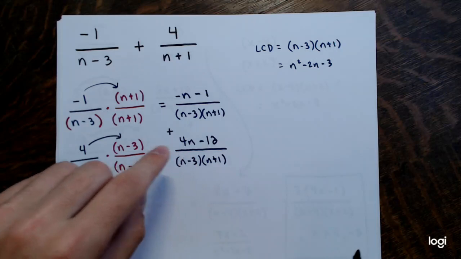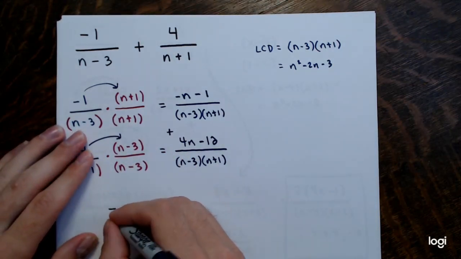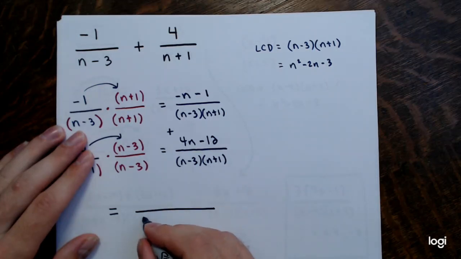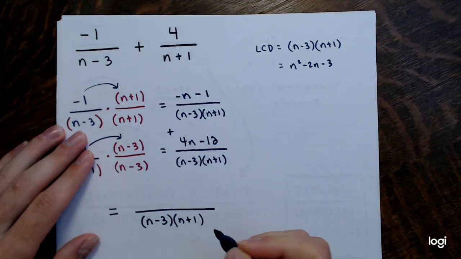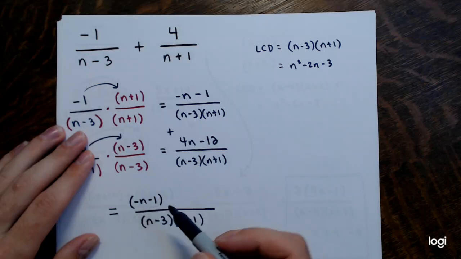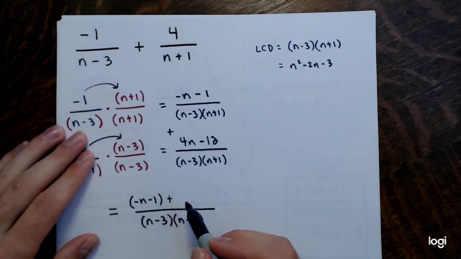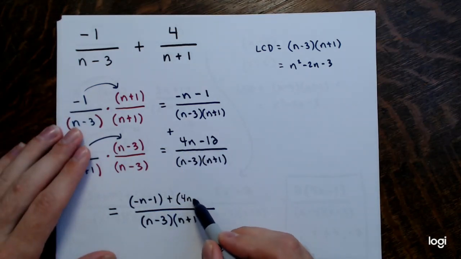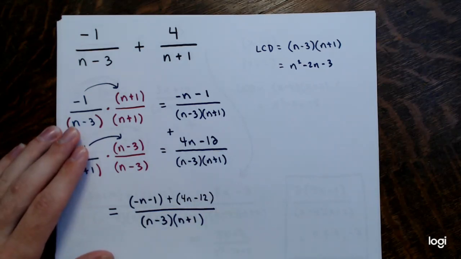They have the same denominator. Alright, so the resulting sum will have that denominator, and again I'm going to keep it factored. So n minus 3 times n plus 1, and we're adding the numerators. So the first numerator is this negative n minus 1, and again it's got multiple terms, so I'm going to put in parentheses. Even though they're not really necessary here, I'm going to still put them in parentheses. It doesn't hurt. Plus, and then the second numerator is again in multiple terms, so I'm going to put it in parentheses, plus the second numerator of 4n minus 12.